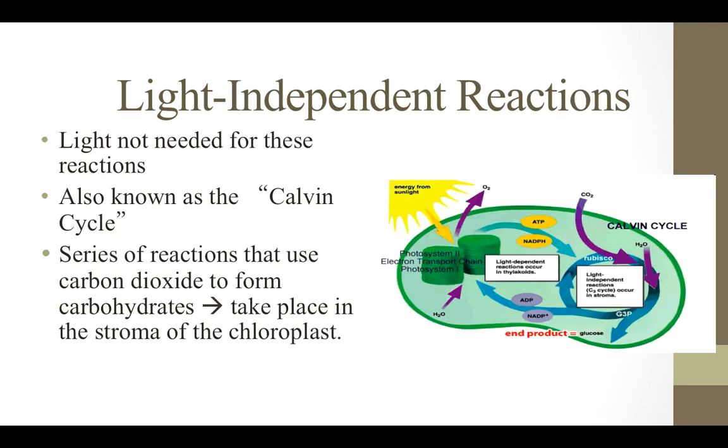Light-independent reactions: light is not needed for these reactions, also known as the Calvin cycle. Don't get this confused with the Krebs cycle. The Calvin cycle is photosynthesis, the Krebs cycle is cellular respiration. The Calvin cycle is a series of reactions that use carbon dioxide to form carbohydrates. It takes place in the stroma of the chloroplasts. The stroma is that inner membrane and inner space of the chloroplast.